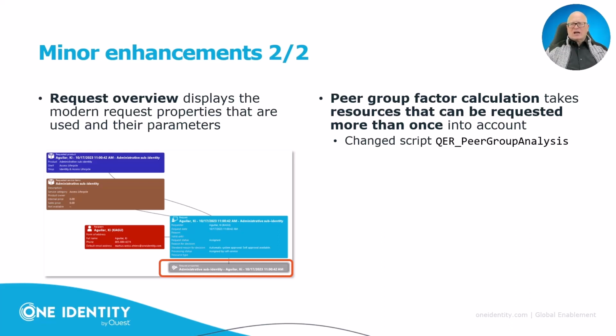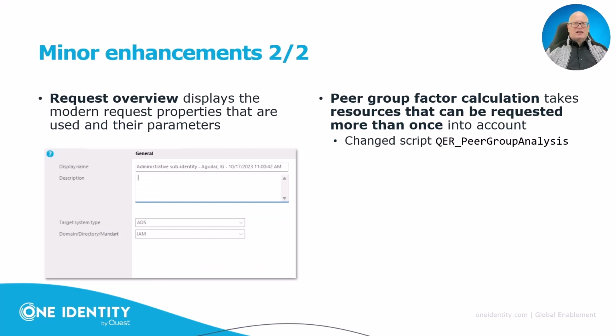The peer group factor calculation was in the past not looking at, I like to say, resources which are multi-requestable, because for these resources it is hard to figure out if they are just assigned or not, because you can request them again and again and again. However, they are now as well considered in the analysis. And last but not least, again to the request overview, if you look now into the display of request properties, you will see, of course, both parameter types, the new and the old request parameter values, so that everywhere both parameters are shown.